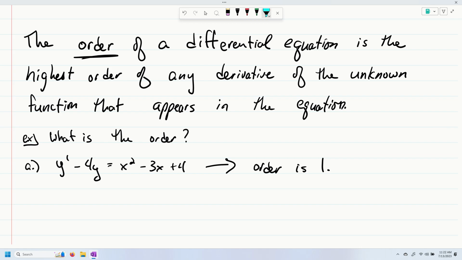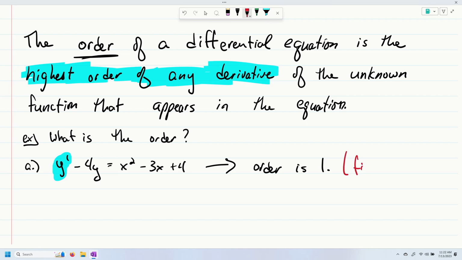The key to studying math, and this goes from the very start of math until you are done, is understanding the definition. That's it. Being able to apply the definition to any problem you've ever seen. That's what math is all about. So, the order of a differential equation is the highest order of any derivative. If we look at our problem right here, here's a derivative, and that is y prime. It's first order.